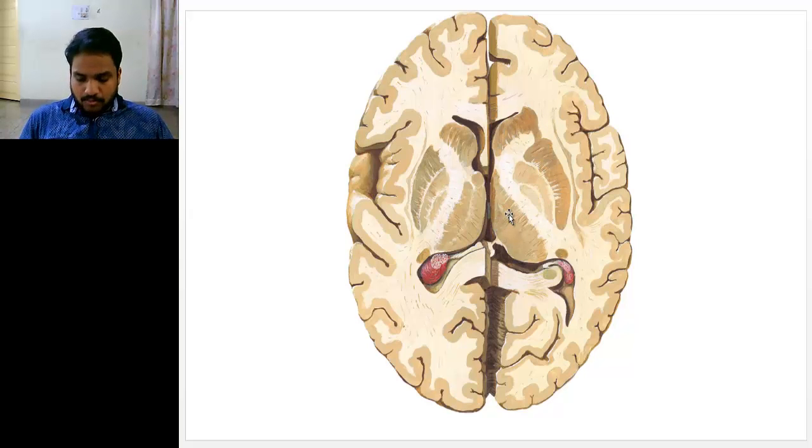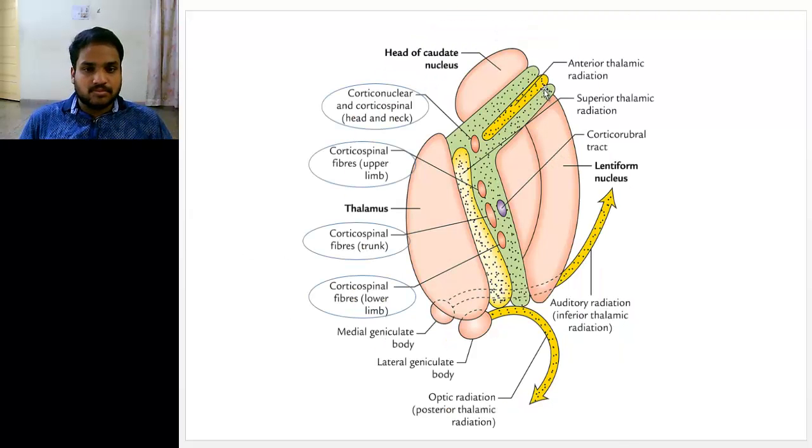So what is the clinical significance of the internal capsule? This area has a high concentration of motor as well as sensory fibers. So even a small lesion would produce widespread paralytic effects on the body, right? In the horizontal section, you can see that the internal capsule is a V-shaped structure, right? Once again in this diagram, you can see it is a V-shaped structure.